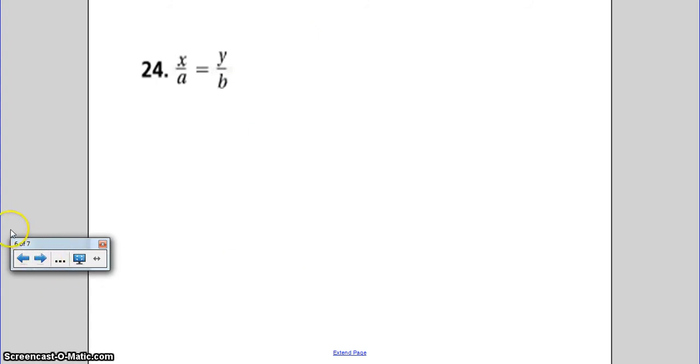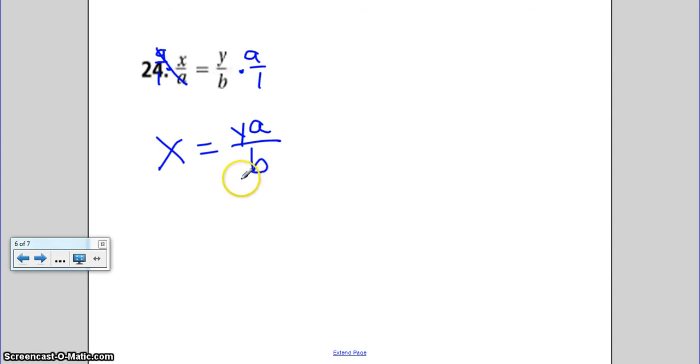Okay, here's another one. This one's a doozy. So right now, let's get rid of this a because I want x to be by itself. So I'm going to multiply this side by a over 1. Diagonally they cancel and I'm left with x times this side by a over 1. Remember, multiply straight across and I'm going to have ya over b times 1, which is b. Ya over b. Okay, this problem makes me happy. So again, get rid of the fraction first, then do what you need to do.